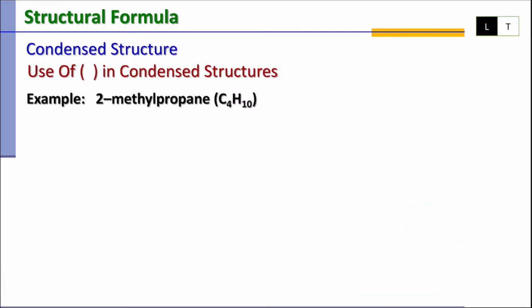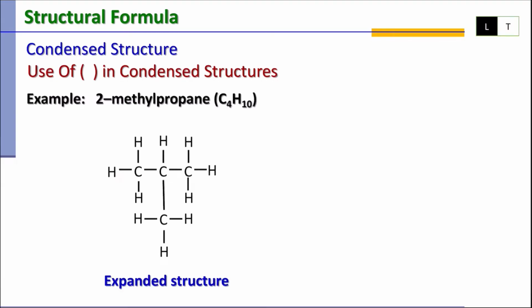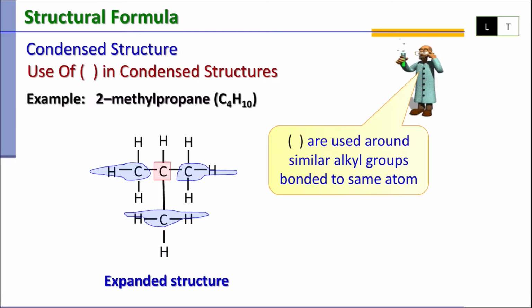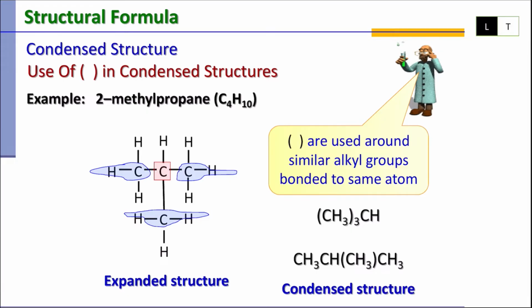Next, saya ada C4H10. So this is the expanded structure for C4H10 2-methyl propane. Bila saya nak tulis condensed structure, yang saya nampak carbon dekat tengah-tengah ni dia ada identical CH3 group attached to it. So ada 3. So kita boleh gunakan bracket untuk tunjukkan CH3 iaitu kita punya alkyl group bonded to the same carbon. So awak boleh lukis dia dalam bentuk macam this one.